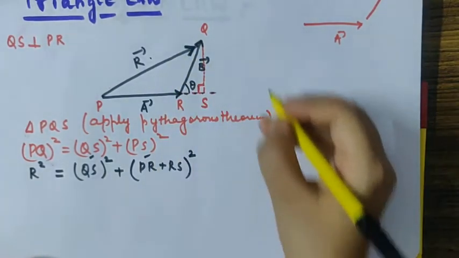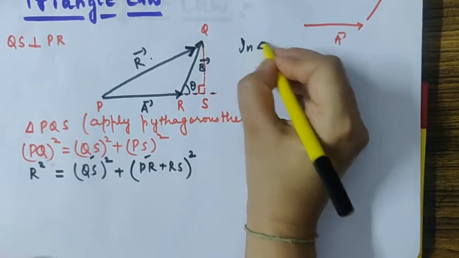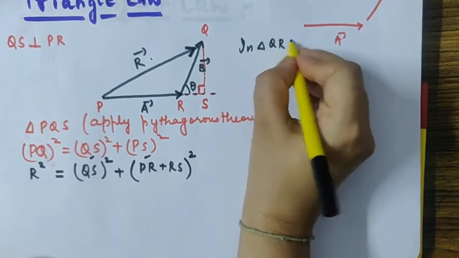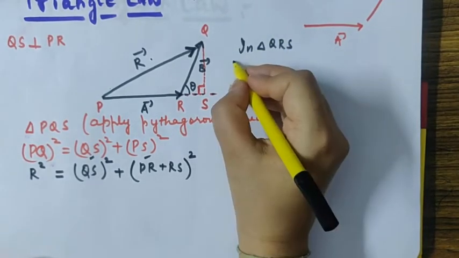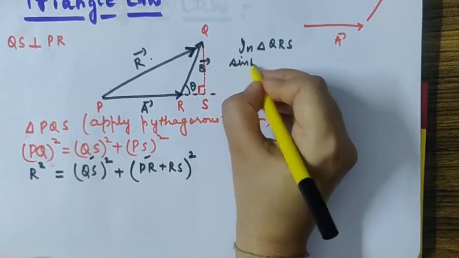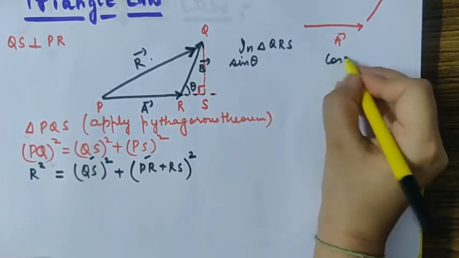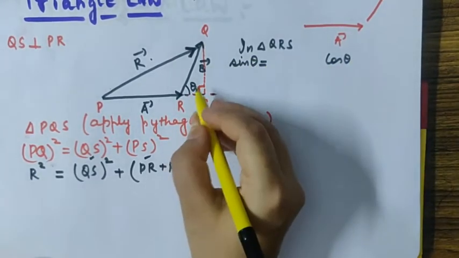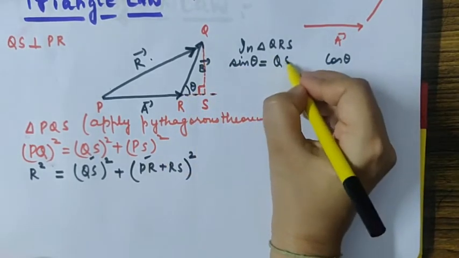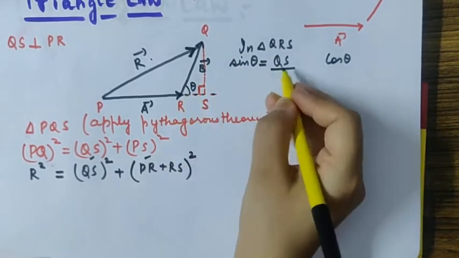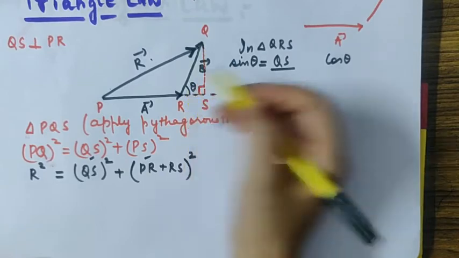Coming to the short triangle. In triangle QRS, it is also a right angle triangle. Find out first of all sine theta and then find out cos theta. Tell me what will be sine theta. Sine theta will be perpendicular, that is QS upon hypotenuse, this QR.